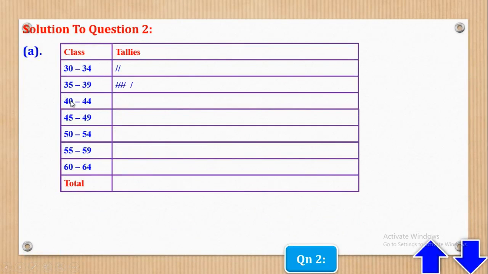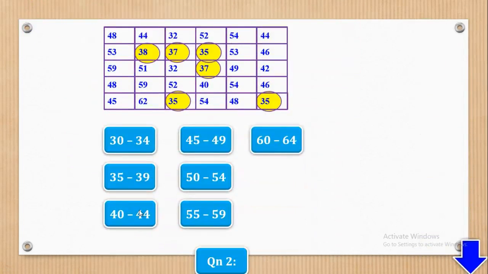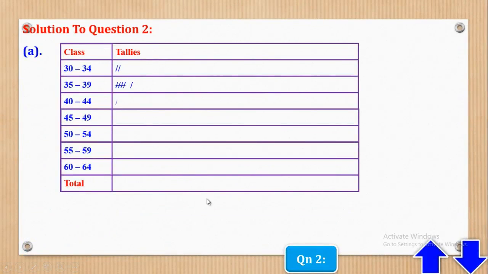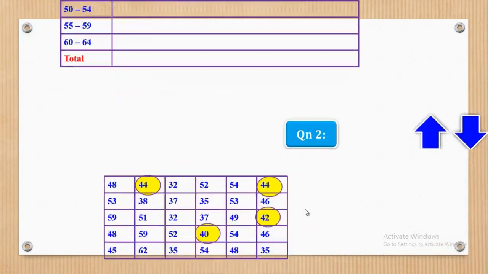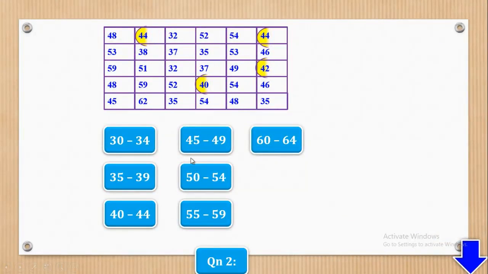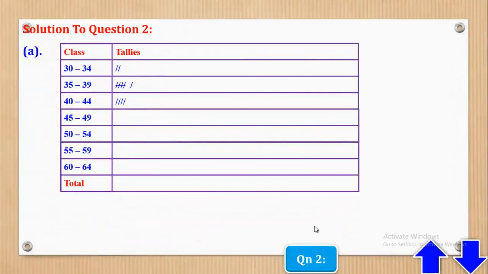Next is for those from 40 to 44. I'll first remove these ones, and then highlight the ones from 40 to 44, which will be 1, 2, 3, 4. So I'll put tallies corresponding to 4. The next is from 45 to 49. So I'll first remove these ones, and then highlight the ones from 45 to 49, which will be 1, 2, 3, 4, 5, 6, 7. So I'll put tallies corresponding to 7.